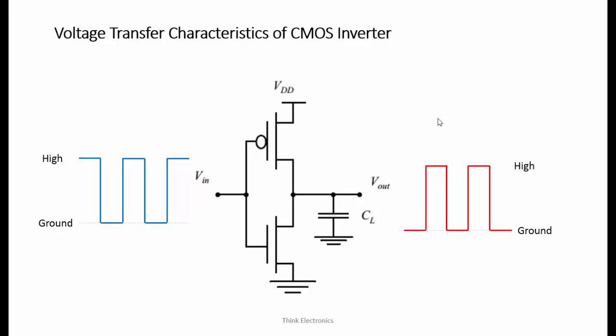Before we go to the next step, we need to understand the output pretty well. The idea of the inverter is to reverse the input signal. That is, when the input is low, up to a certain point, the output is high. And when the input after that point is high, the output is low.